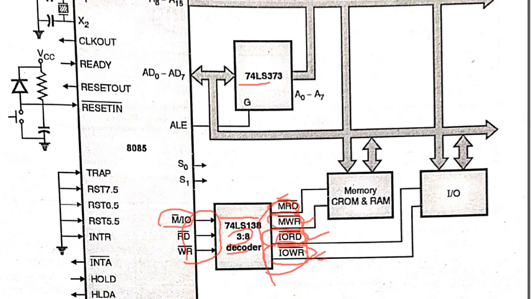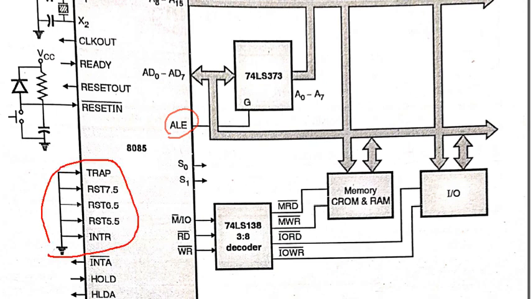Next IC will be the 74LS373, which is used for the multiplexing of this address as well as data bus. For that, ALE is used to select the address and the data operation. These are also active low signals for interrupts: TRAP, RST 7.5, RST 6.5, RST 5.5 and INTR, that is the interrupt request.